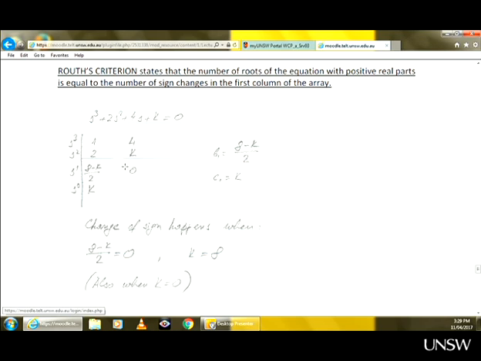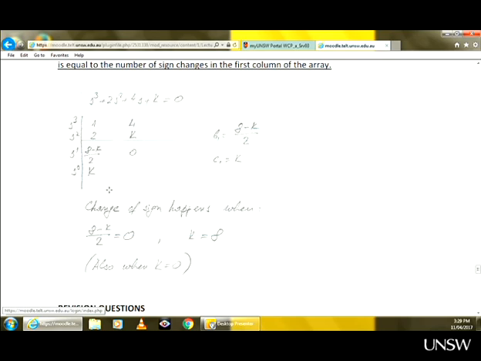Now, the Routh-Hurwitz theorem is that when you look at this first column, if all these terms are of the same sign, either all positive or all negative, the system is stable. But if you have a change in sign, that means you have instability. That means that for the system to be stable, because 1 is positive, 2 is positive, this has to be positive, and this has to be positive.